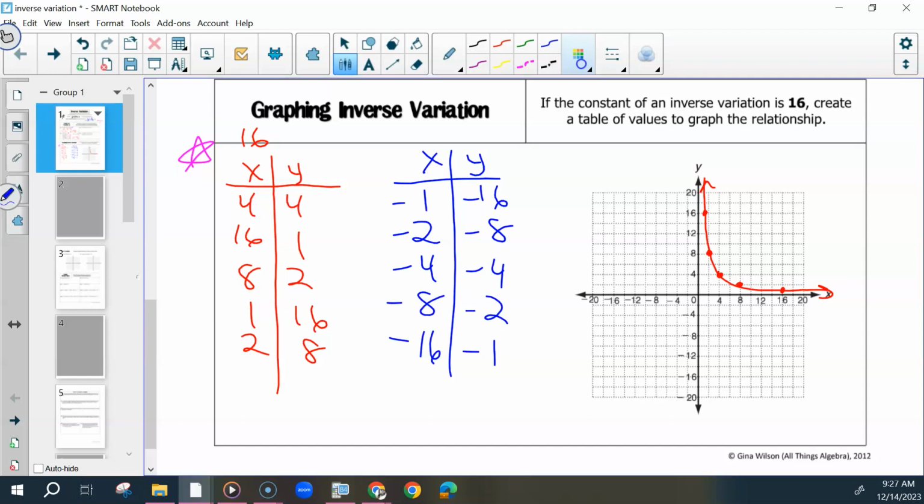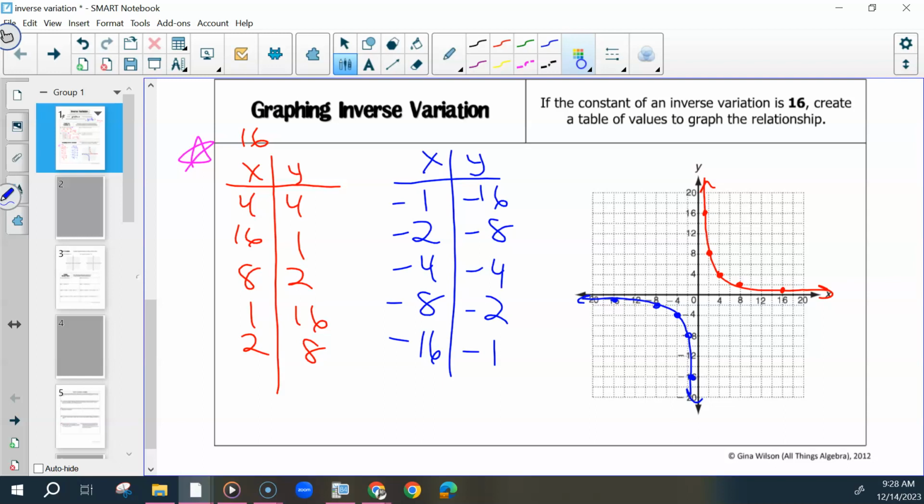So take the negative numbers and also plot those. Negative 1, negative 16, negative 2, negative 8, negative 4, negative 4, negative 8, negative 2, negative 16, negative 1. And do the same thing. Connect them and draw them. This shape is called a hyperbola. You'll learn about that in pre-calc or algebra 2 if you go onto those. Again, you don't need to know how to graph this shape, but you need to recognize that this is the shape for an inverse variation.